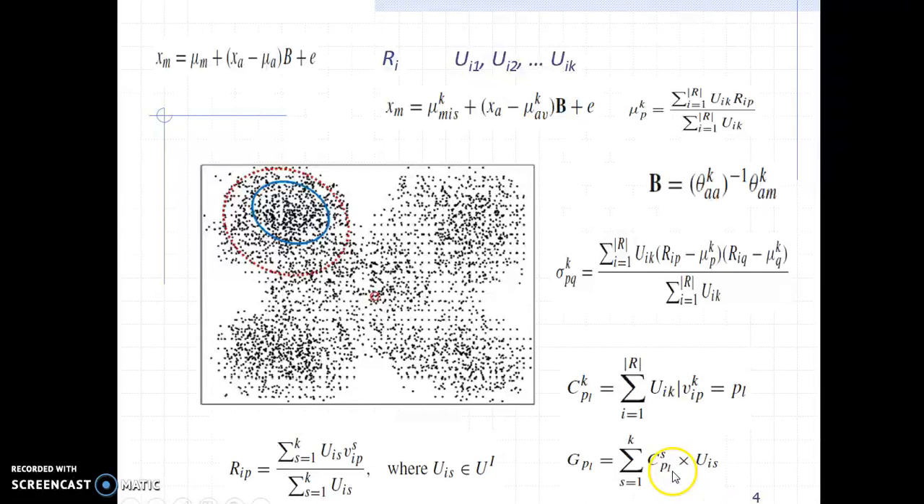So what is the possibility of the value being L according to cluster S, and what is the association of this particular record I with that cluster S? We multiply that, and we keep doing it for all clusters. That becomes the ultimate vote for the value L for the attribute P. And then we do the same thing for other possible values. The value that has the highest vote is then considered as the imputed value.